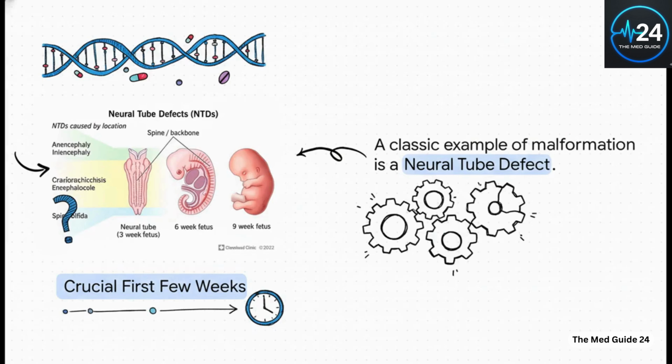This image shows it perfectly. A neural tube defect is a classic malformation. See how the neural tube, which is destined to become the brain and spinal cord, is supposed to close up completely? Well, if it doesn't do that during those critical early weeks, that's an error in the initial construction plan.